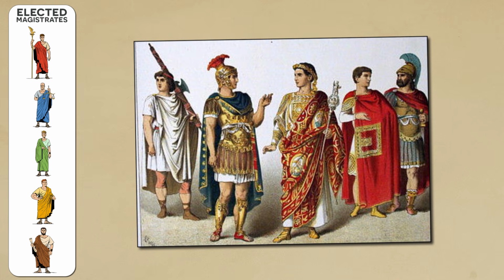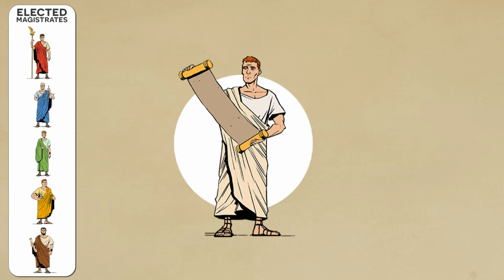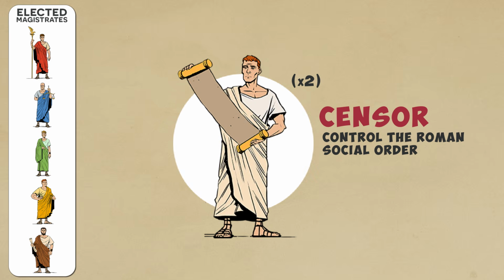We will skip over some of the other minor offices to touch on a particularly important one, that of censor. This office stands out because it was voted on once every 5 years rather than annually, and was the only office which held power for 18 months.